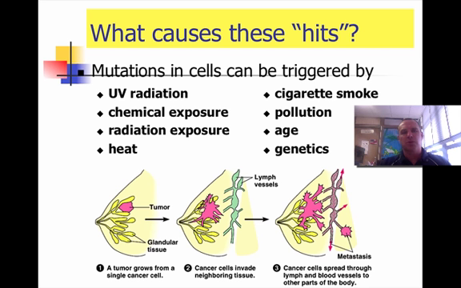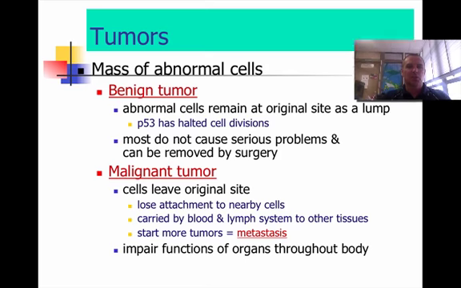Now, what could cause a mutation to occur in this p53 or any other gene here? Well, there's a lot of different triggers. UV radiation, going out in the sun, chemical exposure, radiation, pollution, your age could do it, chemicals such as smoking, genetics. Any of these could cause it.